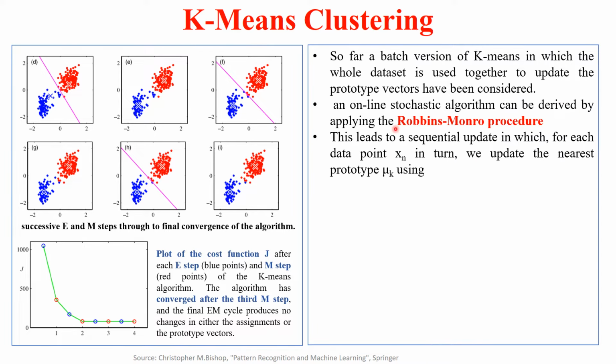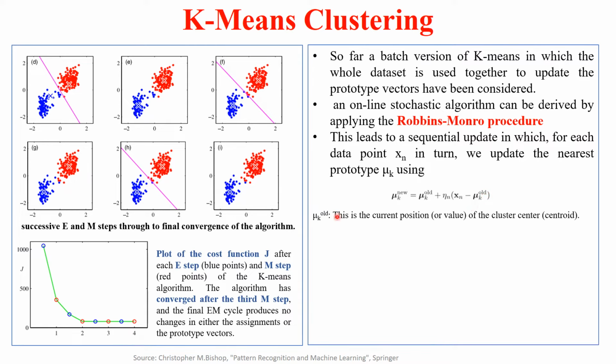Now, let us see an online stochastic algorithm which can be derived by applying the Robbins-Monro procedure. This is happening through a sequential update, that is, for each data point we need to update the nearest prototype mu k. This is the formula: mu k new is equal to mu k old plus eta times (xn minus mu k old).